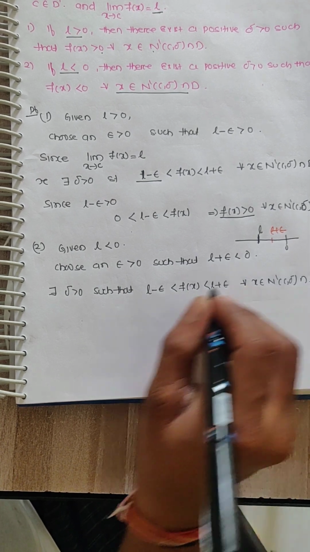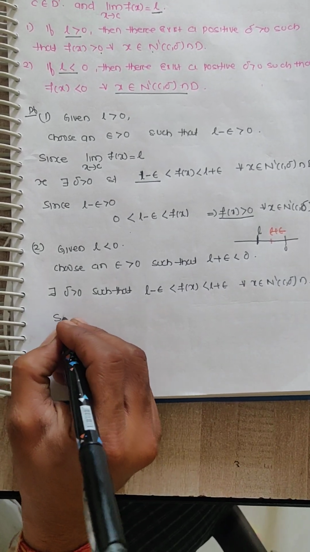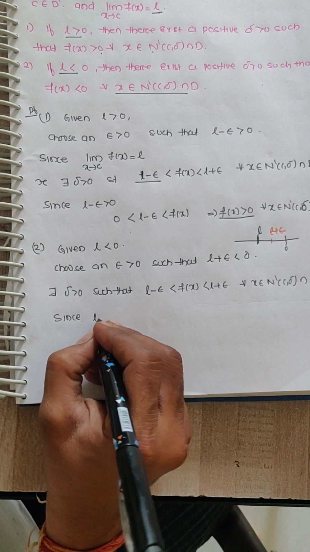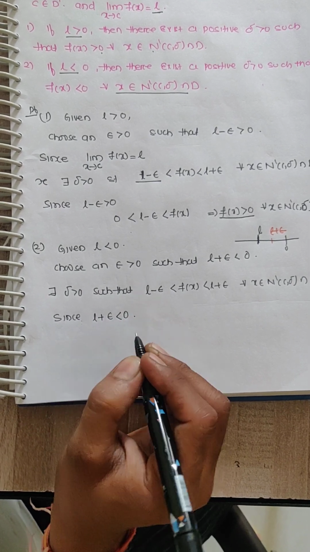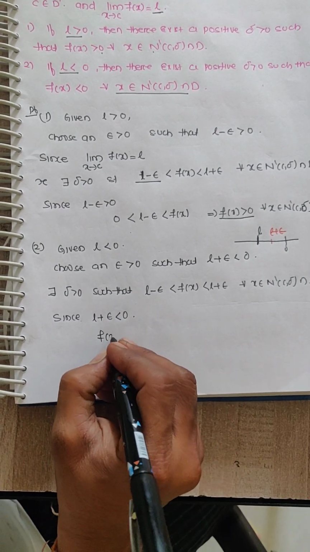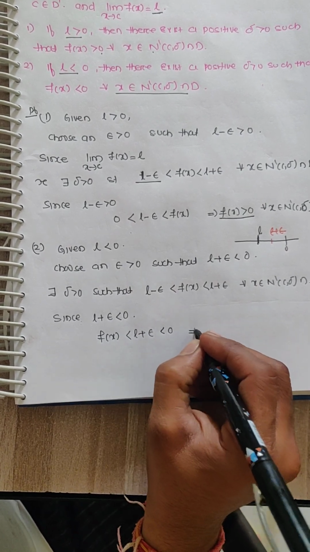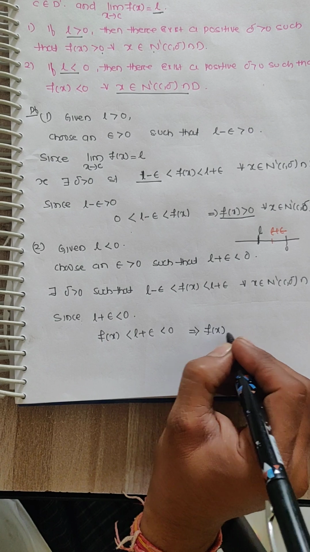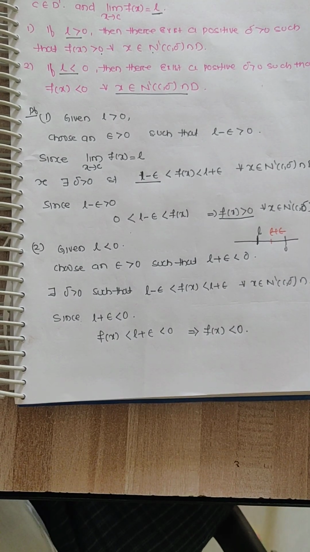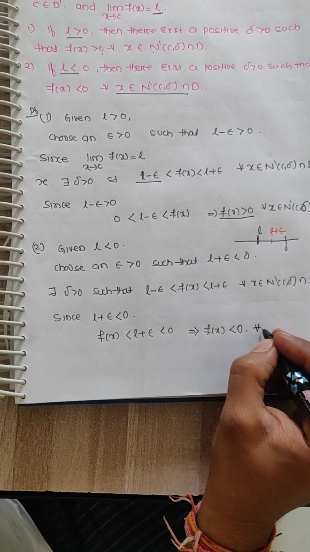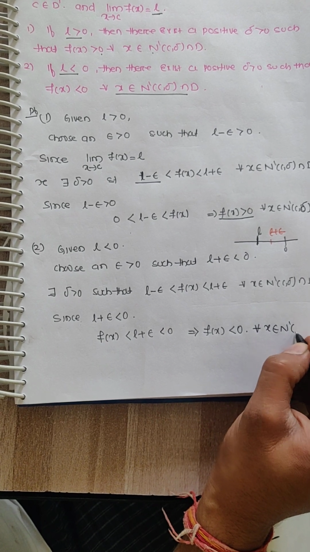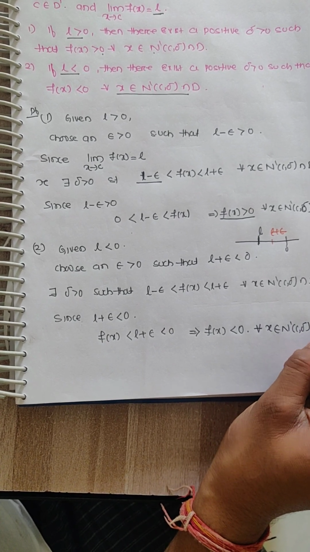Now since L plus epsilon is negative, that means f(x) is less than L plus epsilon, which is less than 0, which implies f(x) is less than 0, and that is true for all x belonging to the deleted neighborhood of c intersection with D.